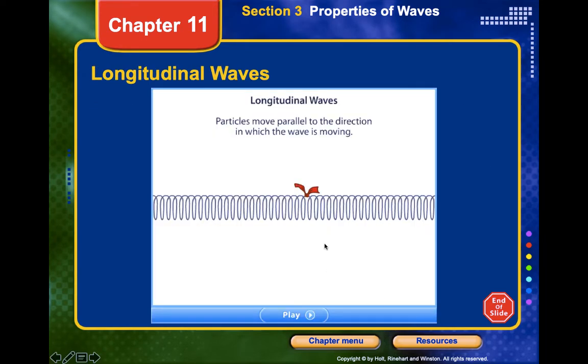And so with this right here, if you were to see a wave pulse, the only thing that would happen to our little red ribbon is it would oscillate back and forth. Okay, so with a longitudinal wave, the red ribbon doesn't move up and down, it oscillates back and forth.